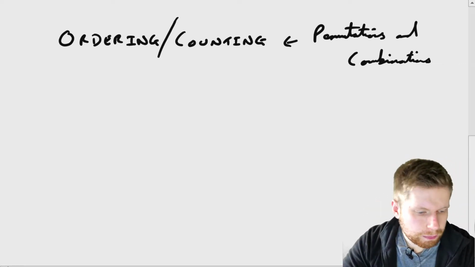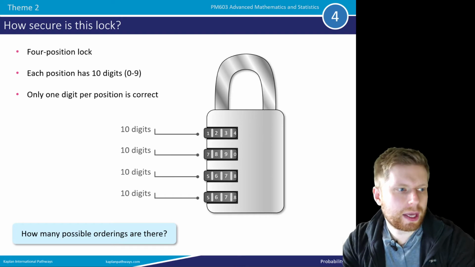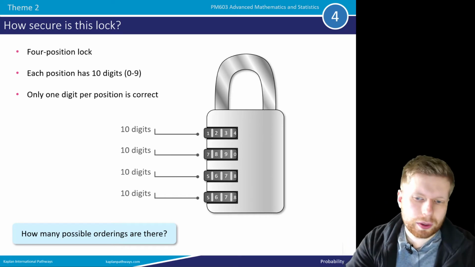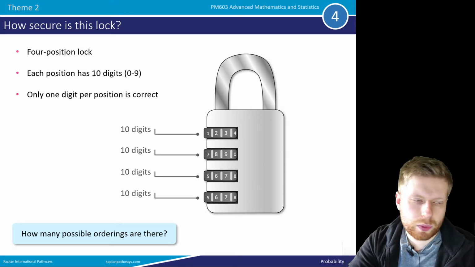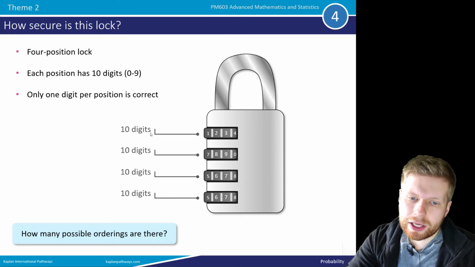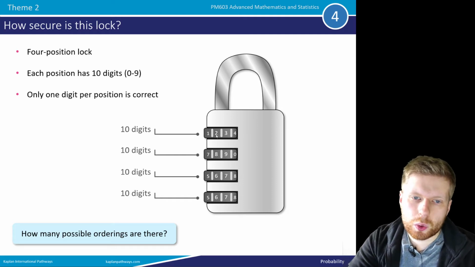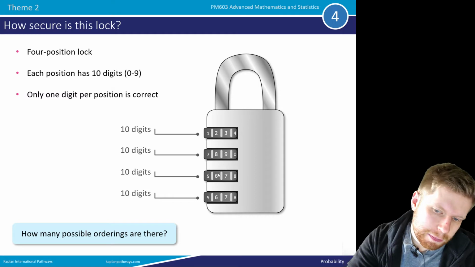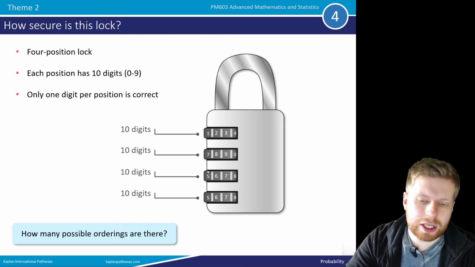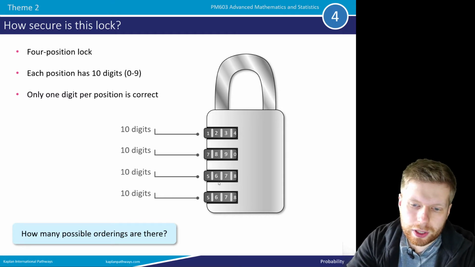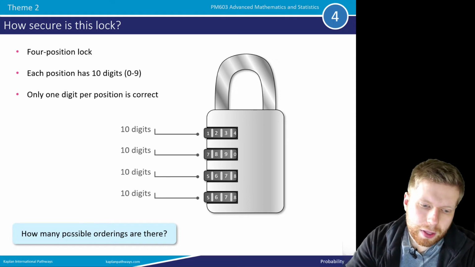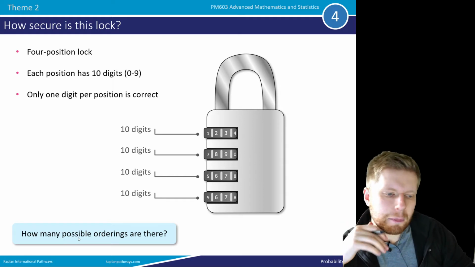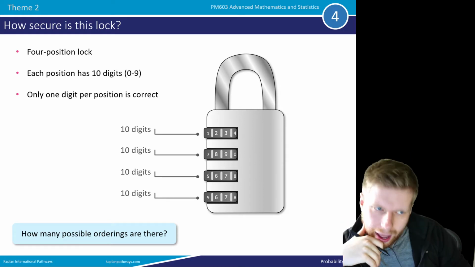So let me start you off with an example here. Let's suppose we have a lock, and it's a 4-position lock, so you can basically see on each of these wheels there are 4 different wheels, and on each wheel there's 10 digits, so the digits 0 to 9. Now in each of these positions, on each of these wheels, there's only one digit that's correct. When all the wheels are correct, the lock will open. And my question is, how many different possible orderings can we have?